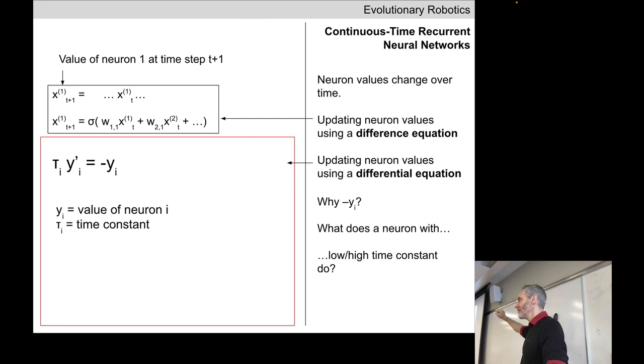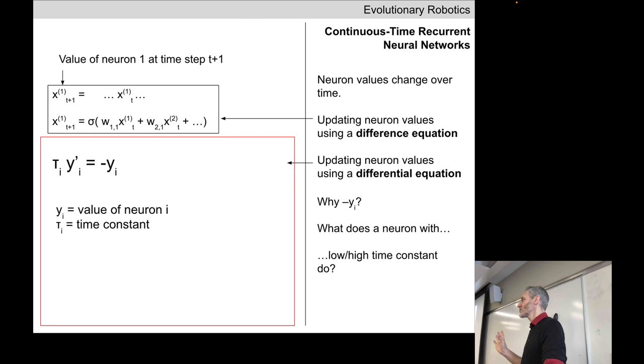What do different time constants do to the behavior of individual neurons? They change the rate at which they relax back to zero, right? The Woody Allen and the Eeyore neuron. They either react quickly to things that are happening, or they react slowly, yeah?